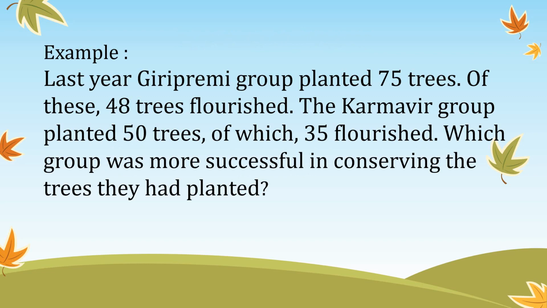Let's see one example. Last year, Giri Premi Group planted 75 trees. Of this, 48 trees flourished. The Karmavir Group planted 50 trees, of which 35 flourished. Which group was more successful in conserving the trees they had planted? So, let's see the solution here.